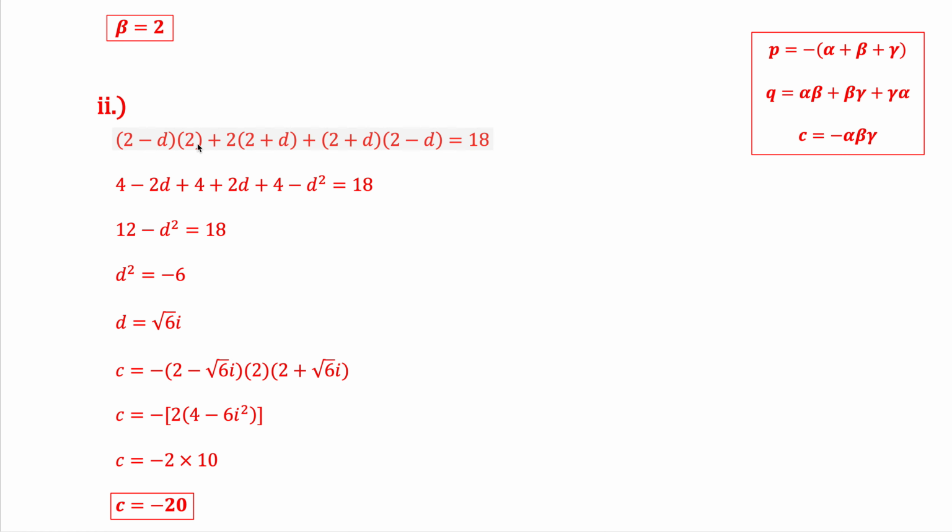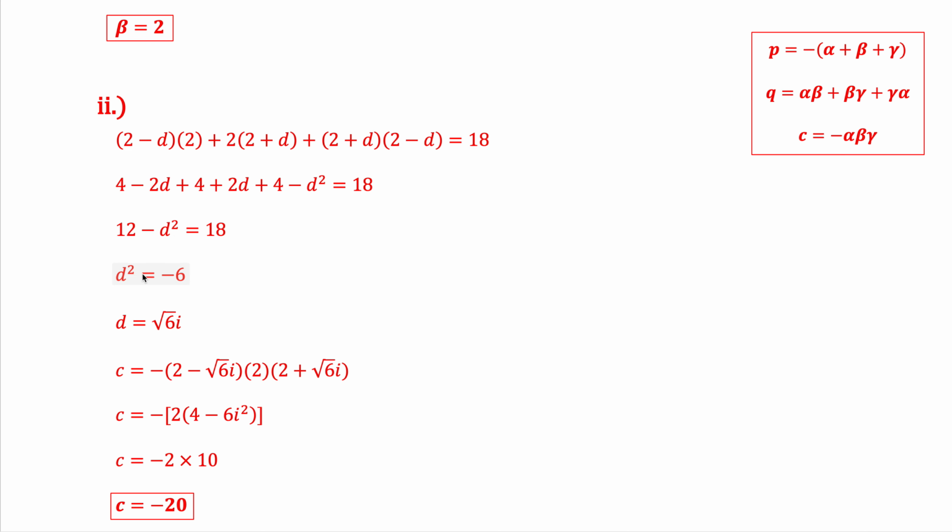So if we expand this bracket, this will be 4 minus 2d, and this will be 4 plus 2d, and this is just a difference of squares, so this will be 4 minus d squared, and this is equal to 18. So now the negative 2d and positive 2d will cancel out, and we're left with 4 plus 4 plus 4, which is 12, minus d squared is equal to 18.